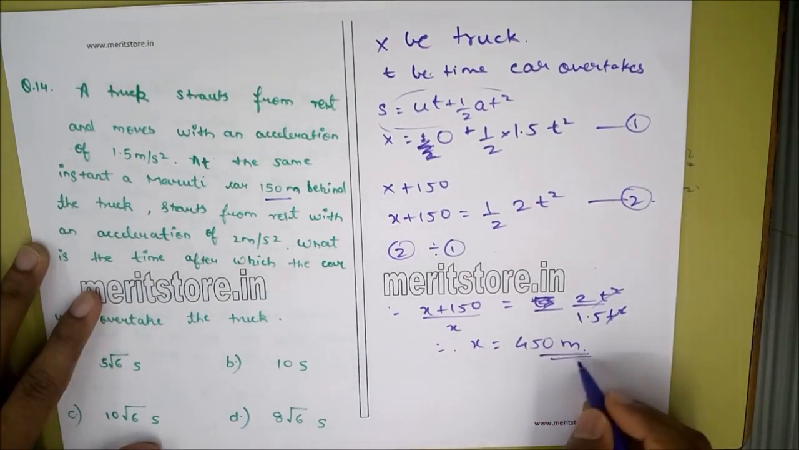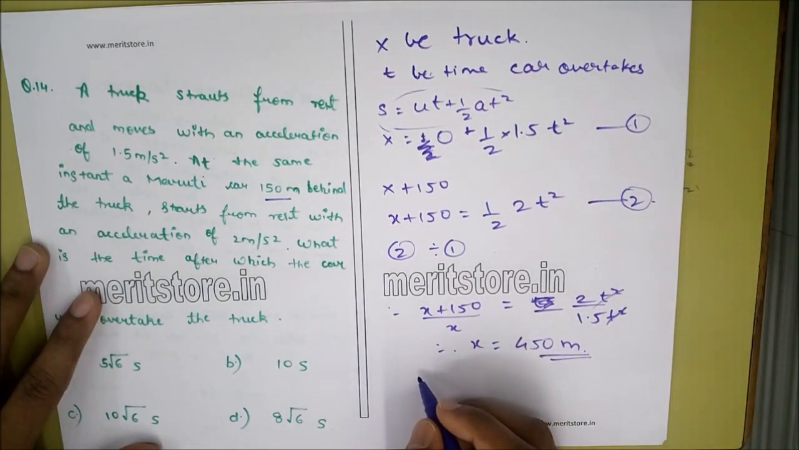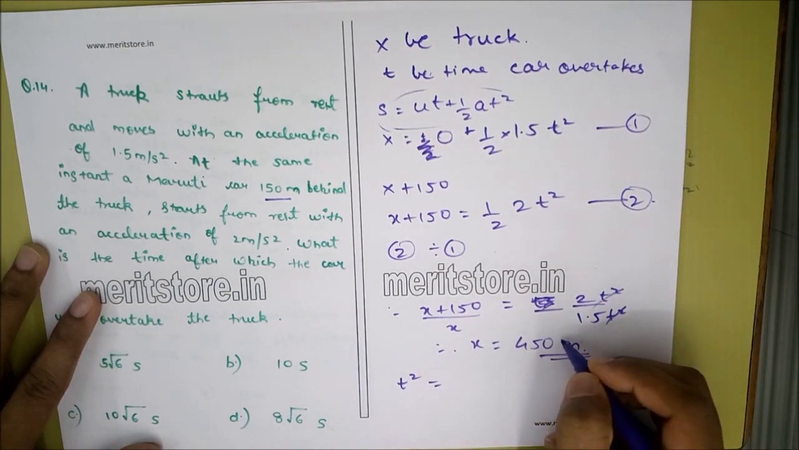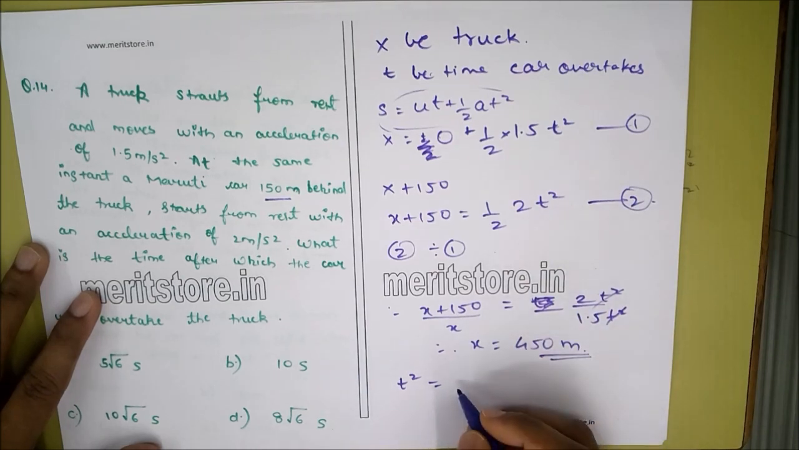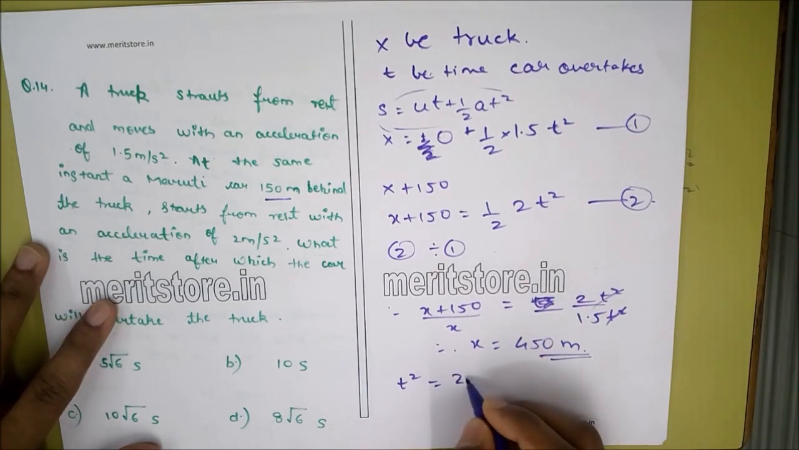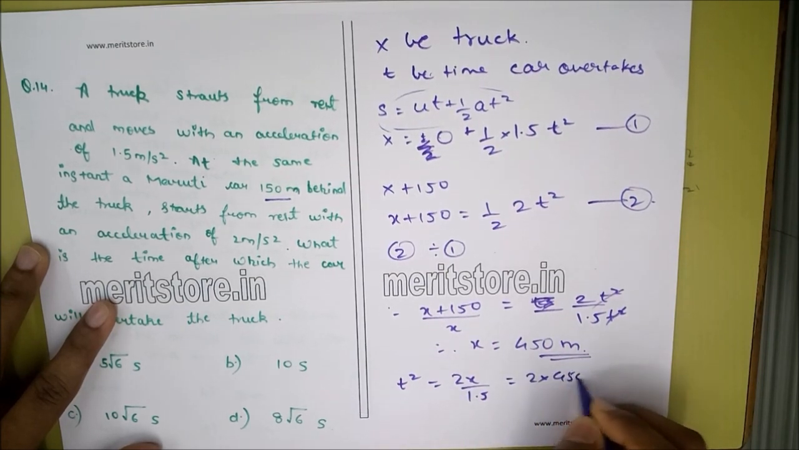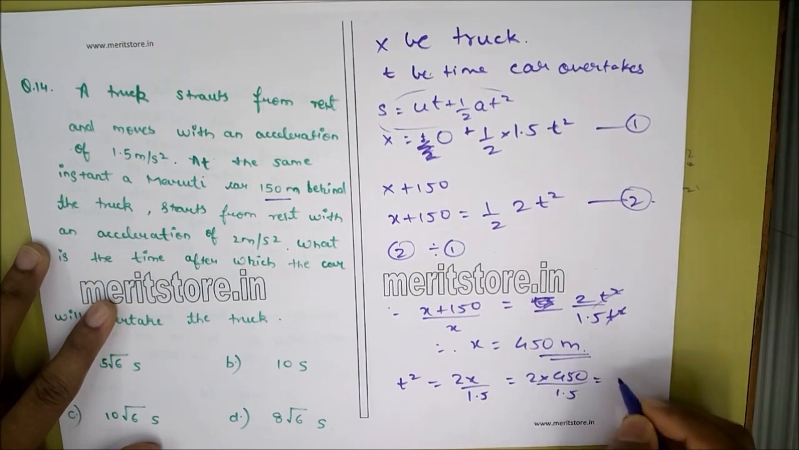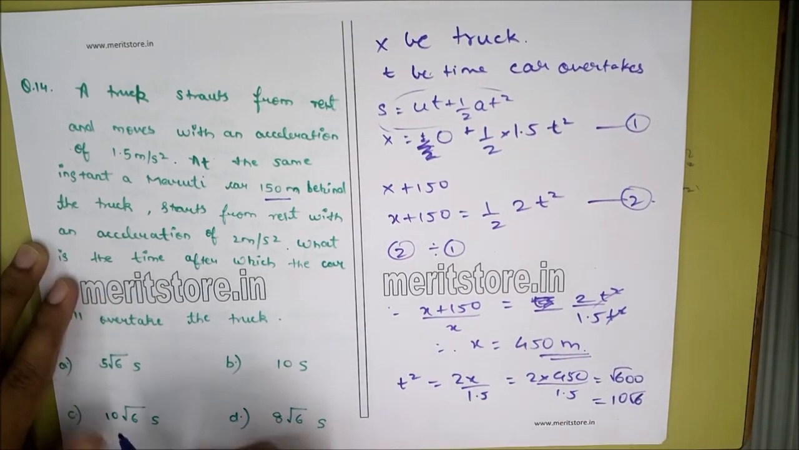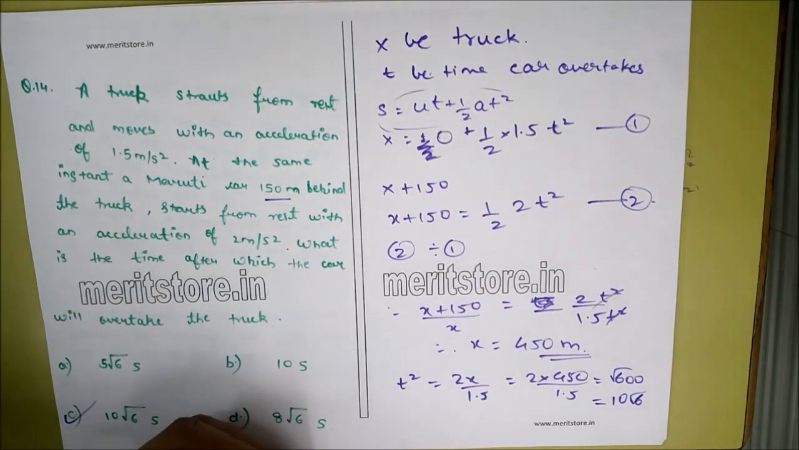Now this is the distance traveled by the truck. So let's substitute this value in equation 1. Therefore t square would be 2x upon 1.5, which is 2 into 450 upon 1.5. Therefore, t will get a value of root of 600, which is nothing but 10 root 6. Hence, option C is the correct answer.